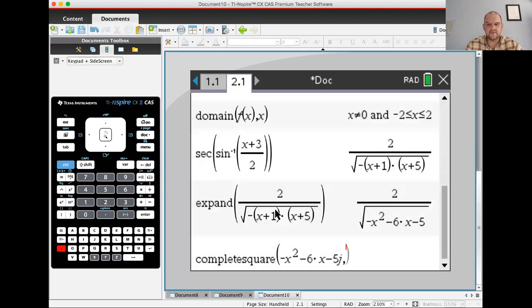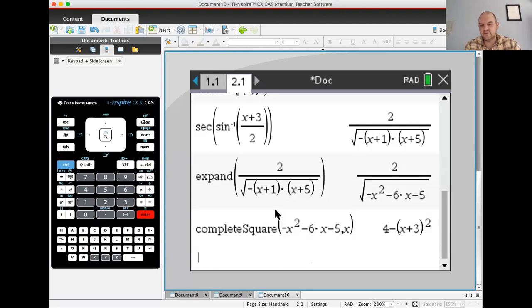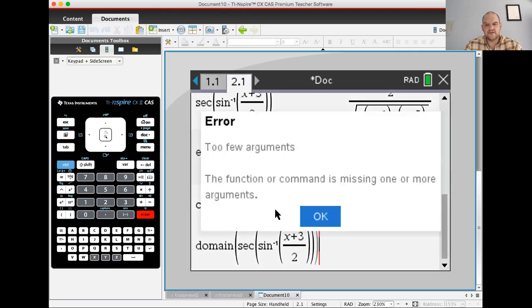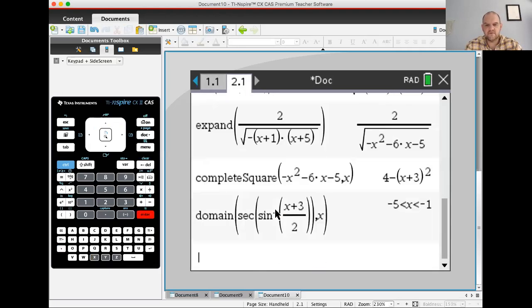Comma x, comma x. There you go. So it's really annoying that it does that, but it does. We could also ask the domain of this, comma x. Forgetting my x's. There you go. Gets it right. It's mind-boggling to me. It's amazing. Like, how is it doing that?